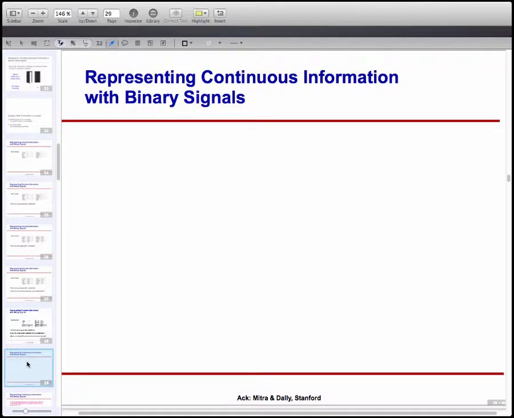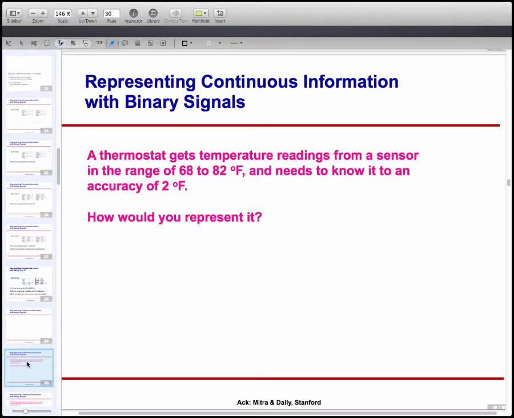Now, let's talk about how we represent continuous information with binary signals. So my thermostat example, let's say my thermostat is going to see temperature readings from 68 to 82 degrees, and we need it to an accuracy of 2 degrees Fahrenheit. How would we represent it? So immediately you can see that if I'm trying to represent continuous valued things, I have to establish some resolution of it, because between 68 and 82, there are infinitely many temperatures. I cannot represent them all. So I have to discretize.